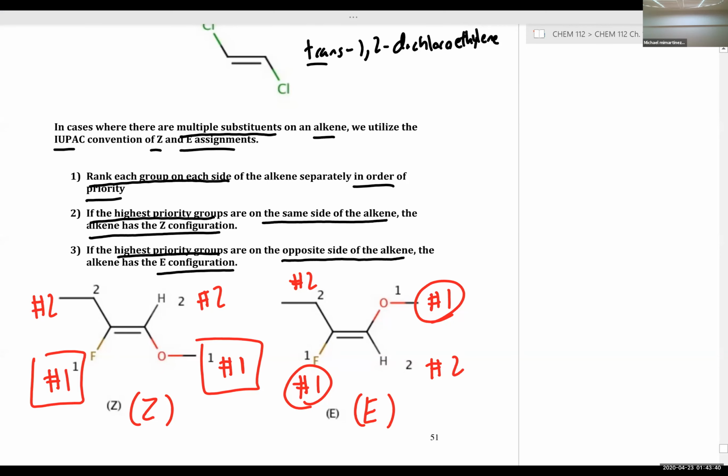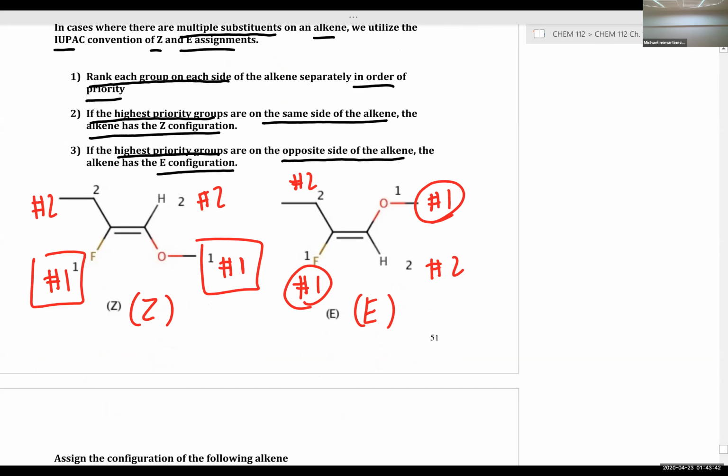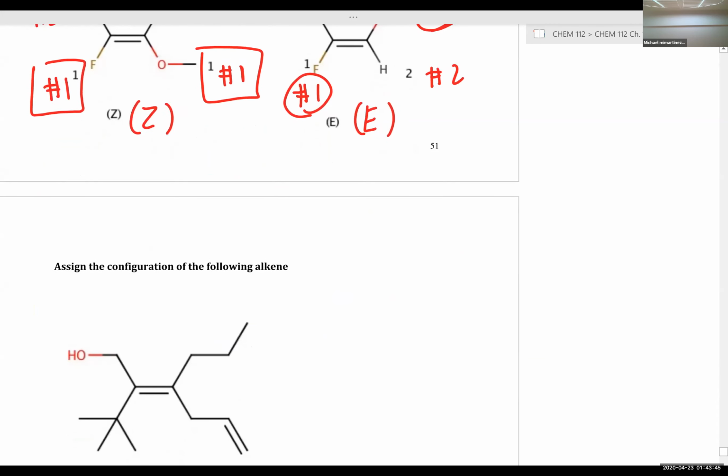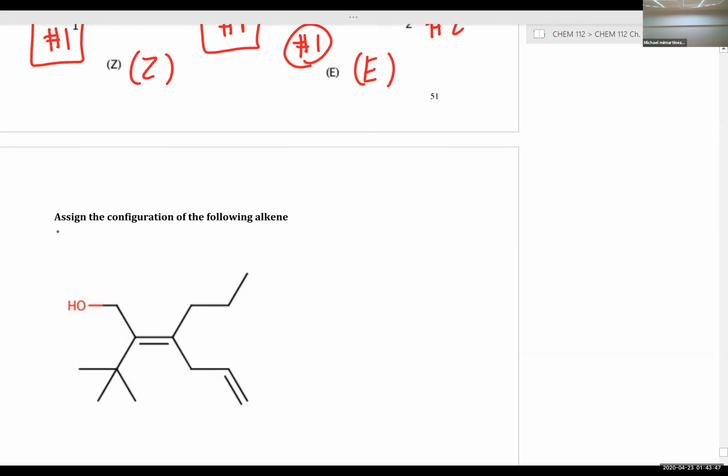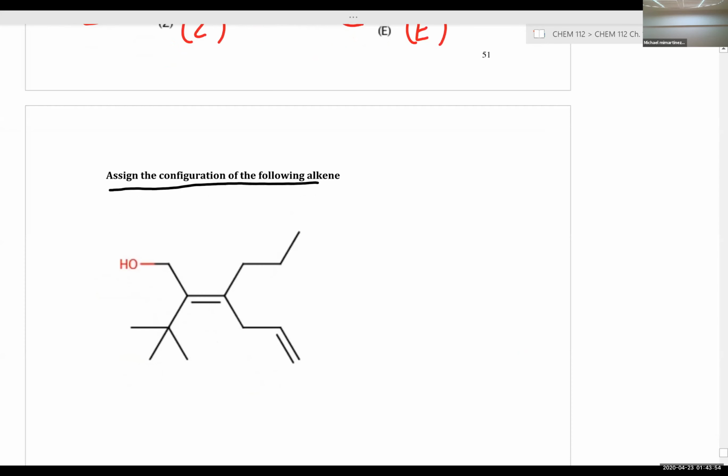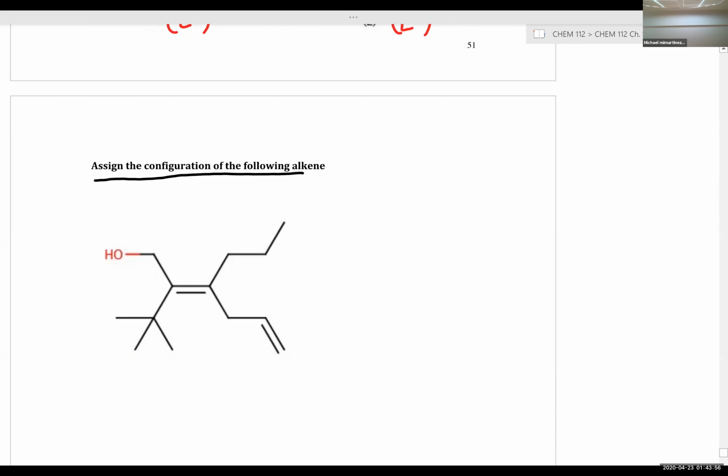Okay, let's do some practice on this now. I'd like you to assign the configuration of the following alkene. So this is just a study in assigning priority. So let's focus on developing that skill. We'll give everyone about 2 to 3 minutes to work on this, and then we'll come together as a group to discuss.